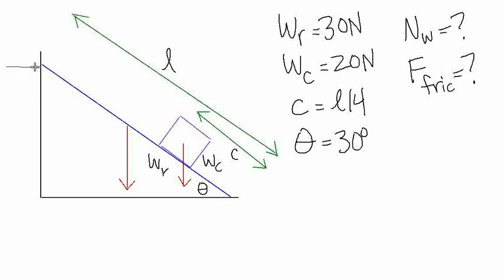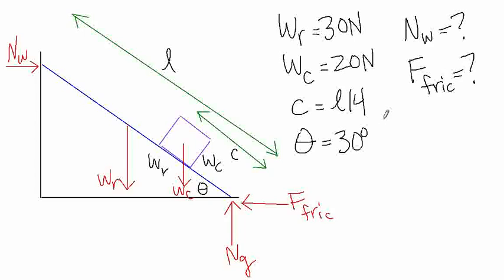There's the normal force due to the wall. And the wall is smooth, so there's no frictional force due to the wall. There's a normal force due to the ground, and then there's the frictional force due to the ground. All right, let me give a name to all those forces. So N sub W, W sub R, W sub C, normal force of the ground, and force of friction.